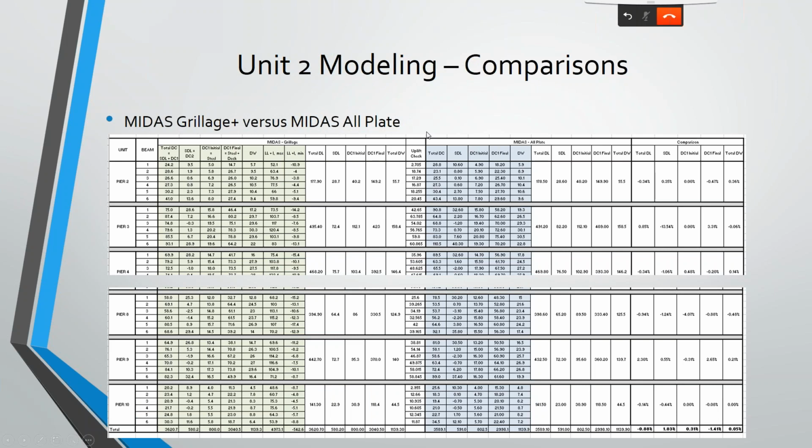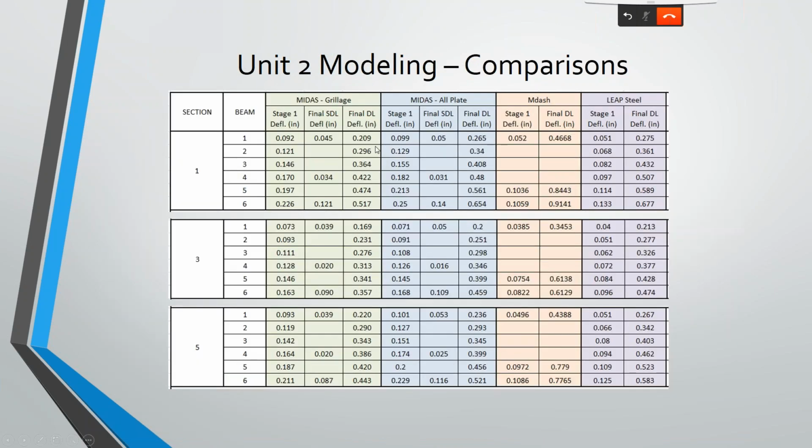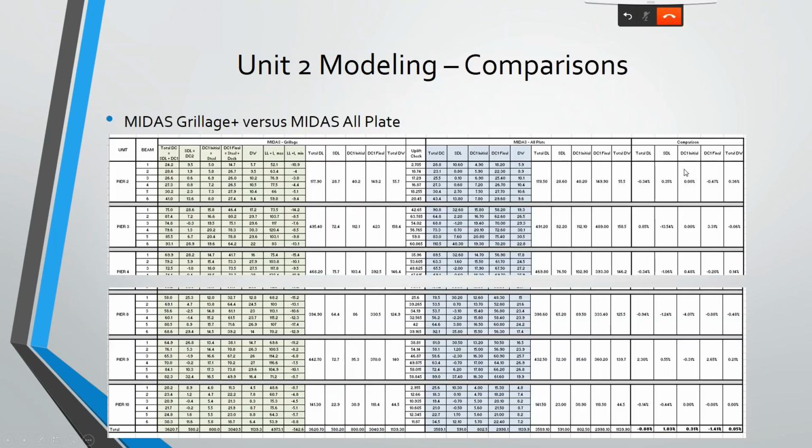So that's Midas grillage versus Midas all plate. Again, this is the comparison. Here's your grillage. These are deflections. These are reactions. In our overall comparison, there's some variation at individual locations and through individual loads. Overall, though, at the end of the day, we're within 1% to 2% of each other, which is very good. That means that our loads should be about equivalent. They might be getting distributed a little bit differently, but we've added the same loads. They are on the structure. It's a good verification check.